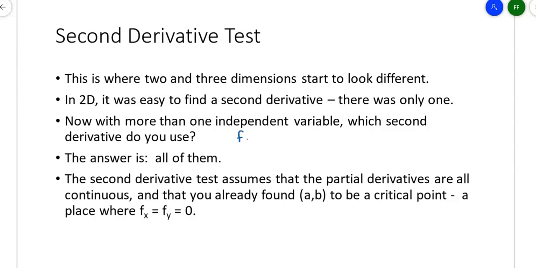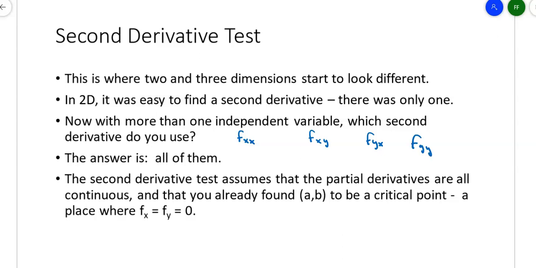There's a partial derivative with respect to x and then x again. There's a partial with respect to x and then with respect to y. There's a partial with respect to y and then x. And there's a partial with respect to y and then y again. So there's 4 partial derivatives.